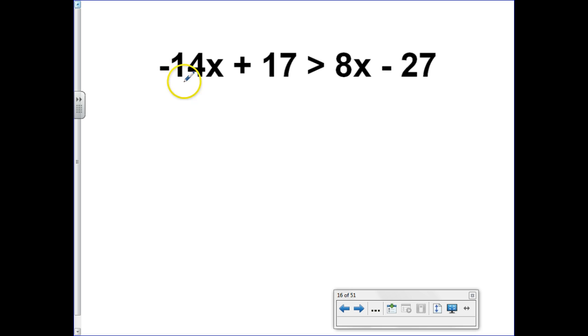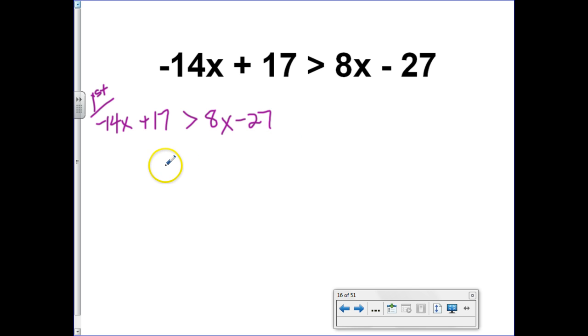Jot this one down. Negative 14x plus 17 is greater than 8x minus 27. Okay, now I'm actually going to tackle this 2 ways. So here's going to be the first method. This would be the person who always likes to have the variable on the left. Now you might think that's actually me, but I actually have more issues with negatives than I do with it on the left. So this is going to be the always get the variable on the left method.